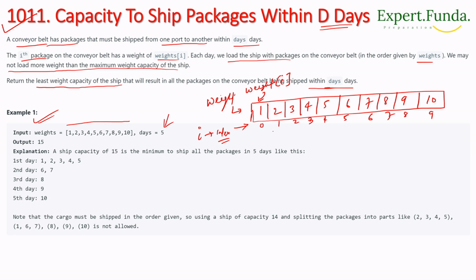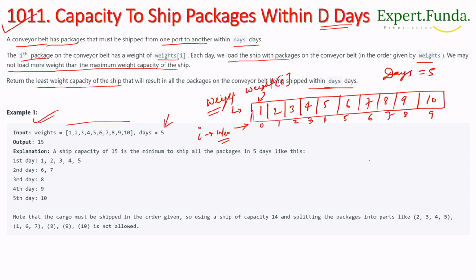Now think about the given days, which is 5. We have the weights array given. If we consider weight at i, weight at 0 is 1, and similarly we get all the elements at i. In the example, a ship capacity of 15 is the minimum to ship all the packages in 5 days.